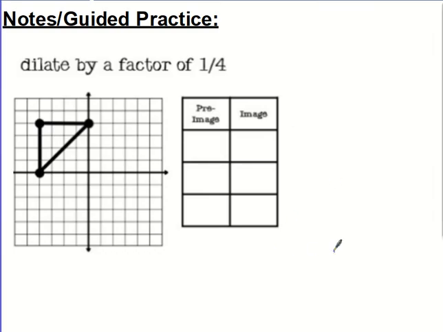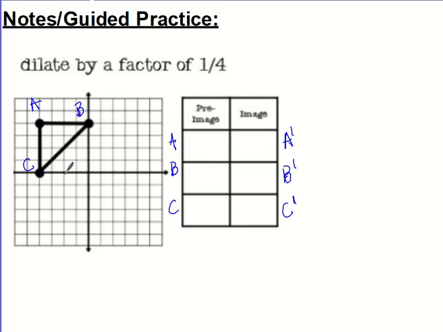So we're going to first start by dilating by a factor of a fourth. You can see this is clearly a ratio, right? It's 1/4. So let's first write down these pre-images. I'm going to label them A, B, and C, and then over here we'll have A prime, B prime, and C prime for our image, right?